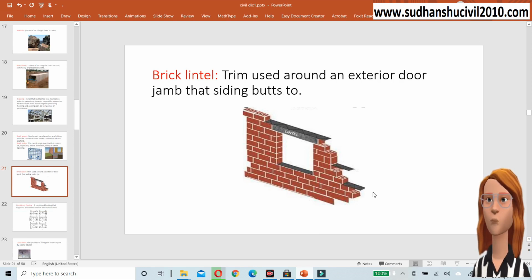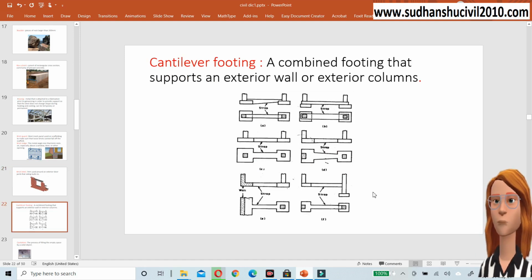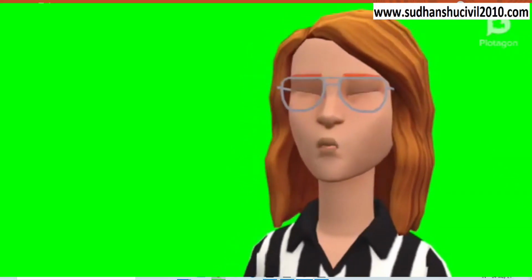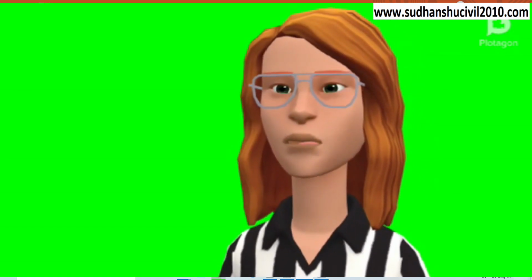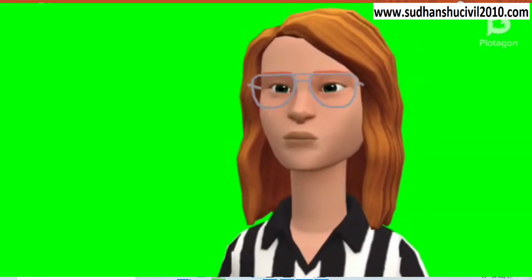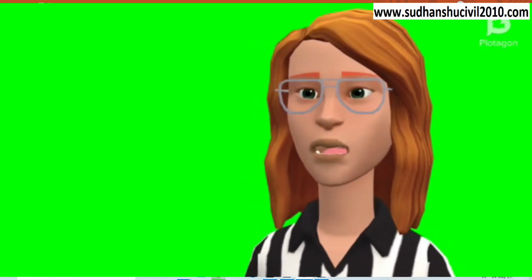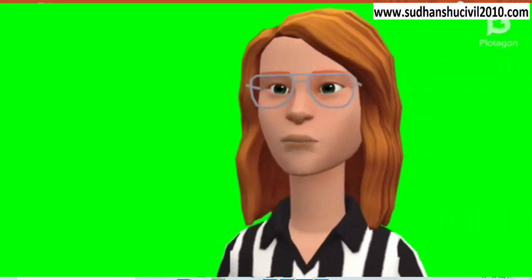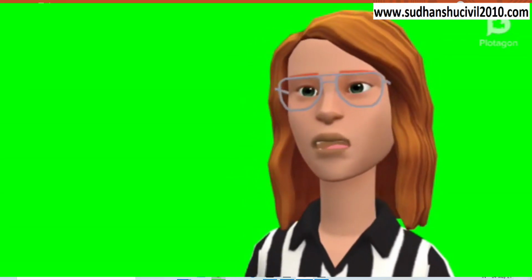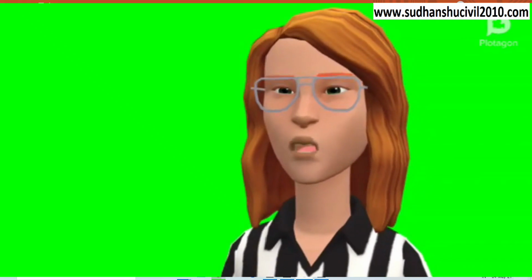Cantilever footing. A combined footing that supports an exterior wall or exterior columns. Chamfer. To take off the edge or a rise of any material to a small depth at an angle of about 45 degrees. Civil engineer. An engineer who plans, designs, and supervises the construction of facilities essential to modern life. Cofferdam. A temporary dam built to divert a river around a construction site so the dam can be built on dry ground.